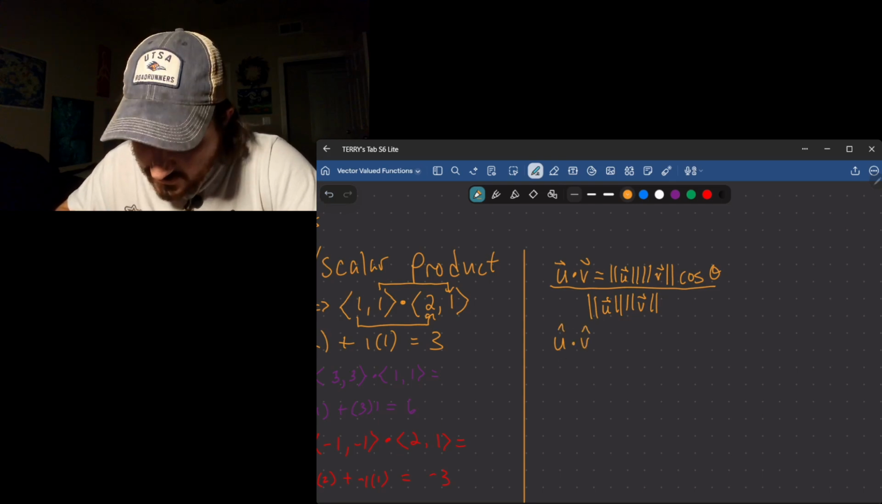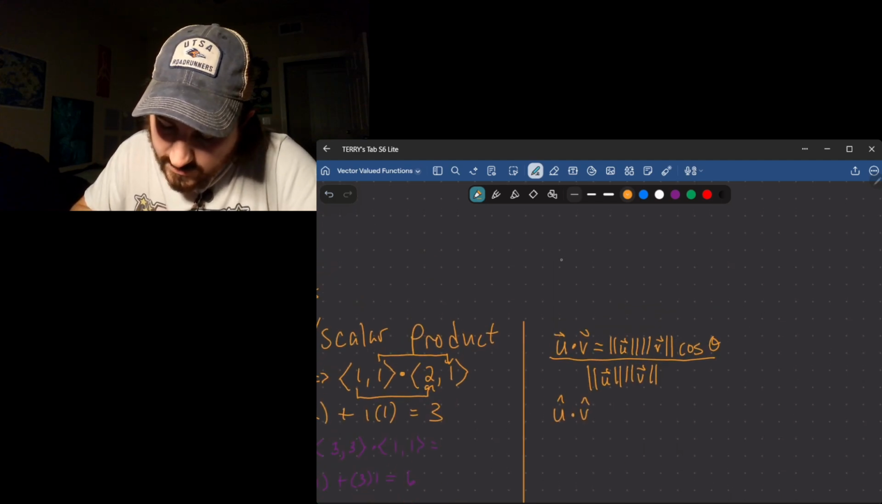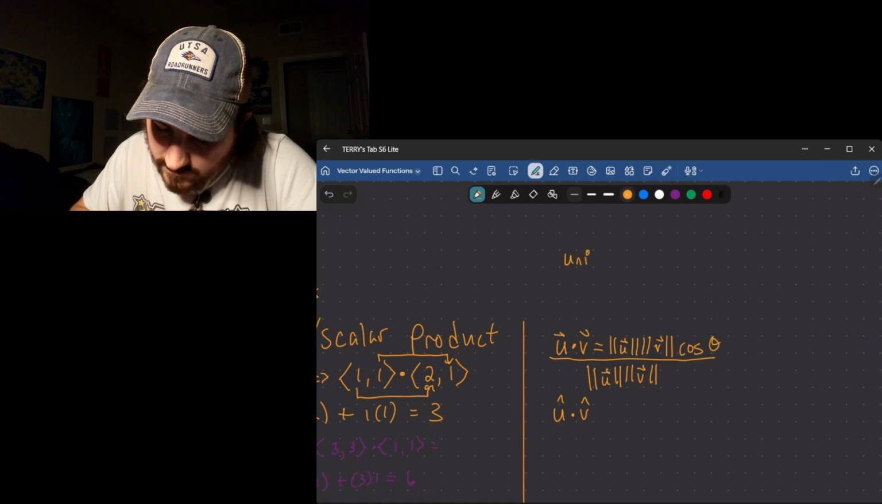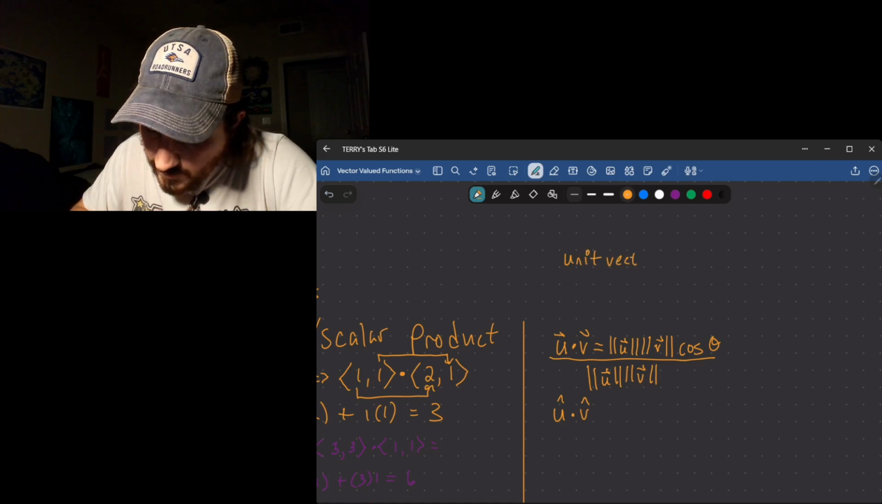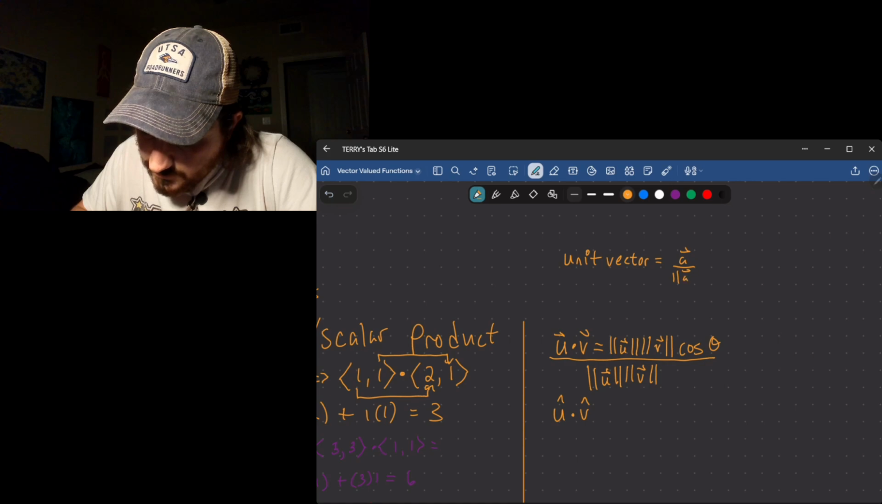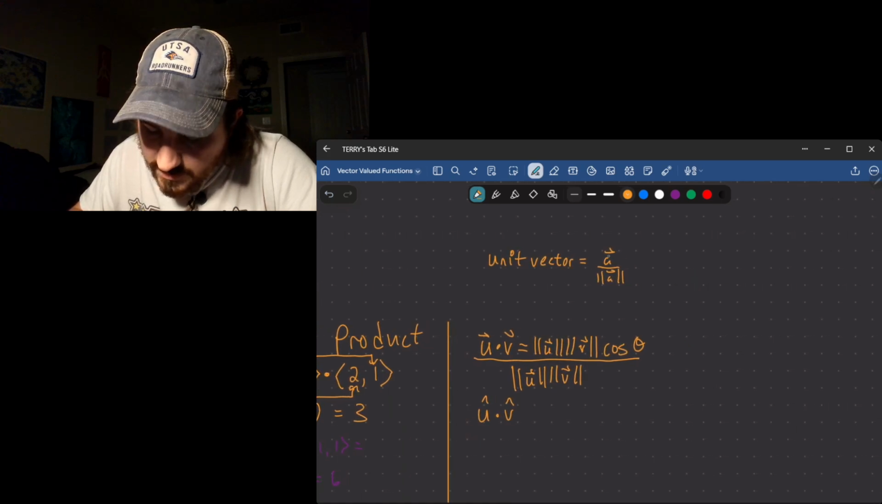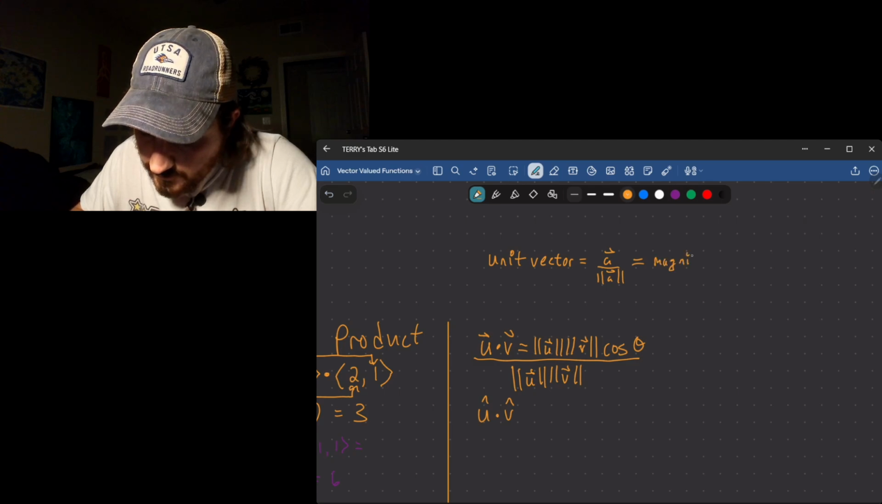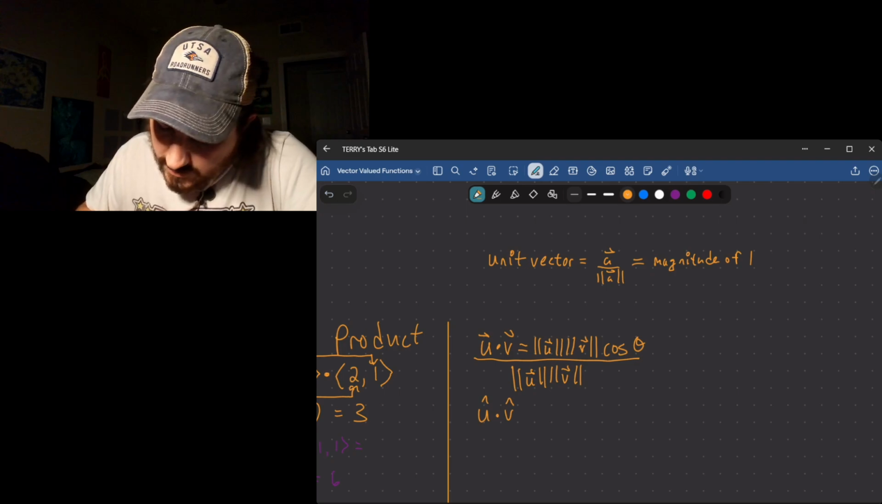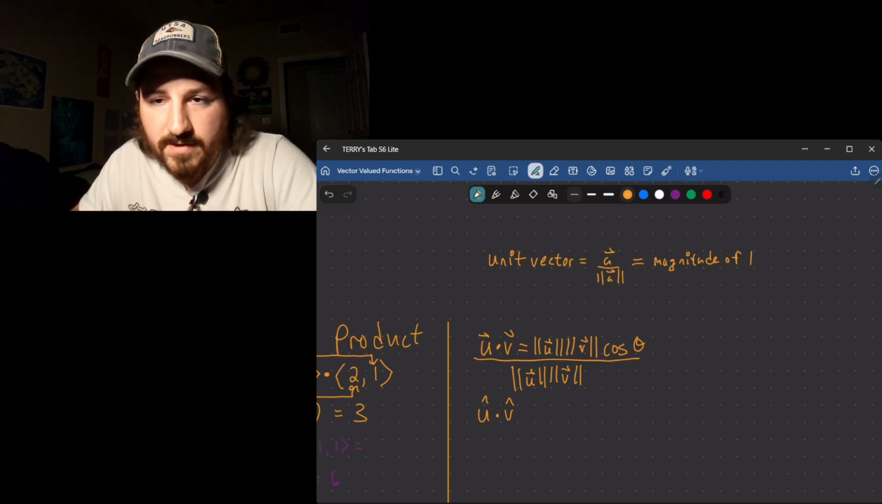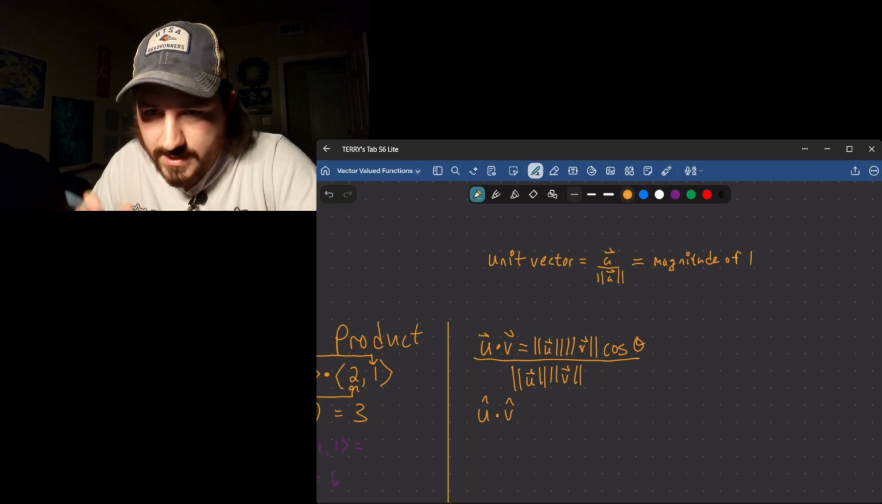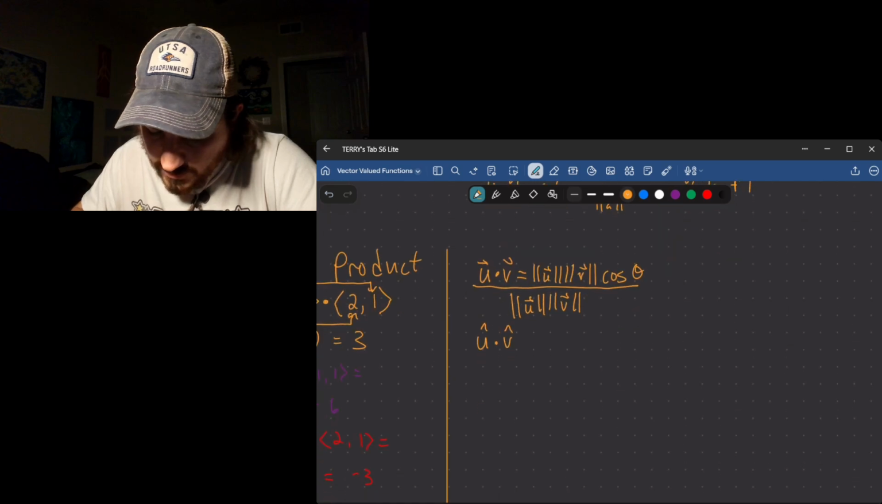Now I know I haven't talked about the hats yet, so let's quickly define what a u hat is. We have something called a unit vector, which is defined as a vector divided by its magnitude. And this really just means that this whole unit vector has magnitude of 1, which I'll write down. We'll go into calculating magnitude during this lesson, so you don't have to worry if you don't already know what that is. If you do already know, great.